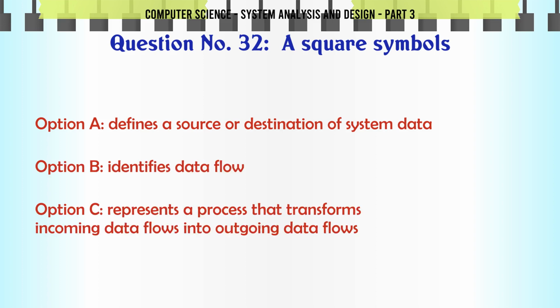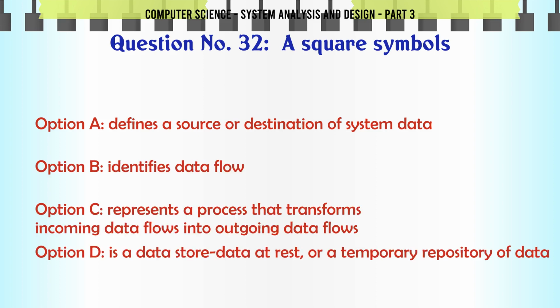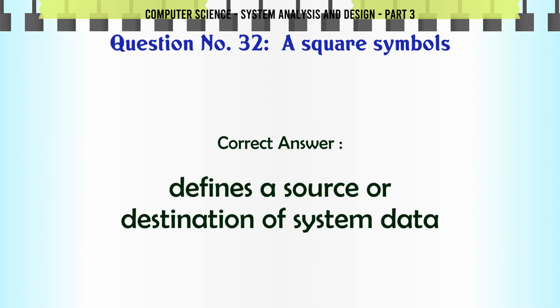Square symbols: A. Defines a source or destination of system data. B. Identifies data flow. C. Represents a process that transforms incoming data flows into outgoing data flows. D. Is a data store, data at rest or a temporary repository of data. The correct answer is defines a source or destination of system data.